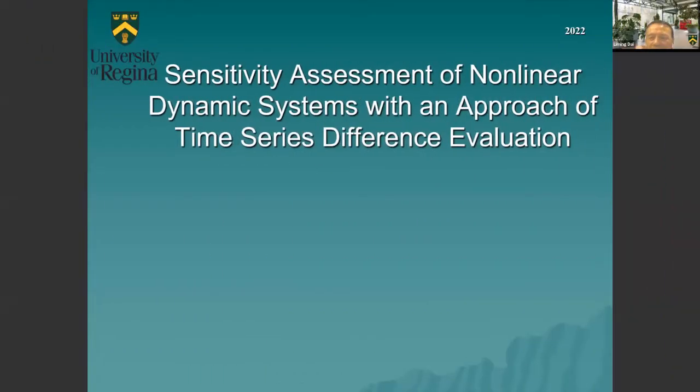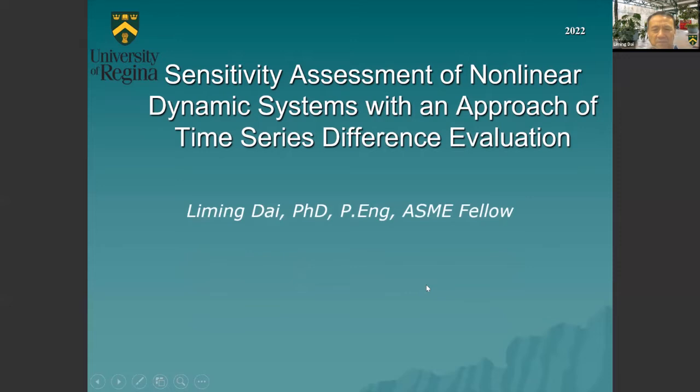Thank you to the organizer for organizing the conference. My title is the sensitivity assessment for nonlinear dynamic systems, which is a new method that we have generated, and I hope that people in this field would be interested in it. So this is my information.